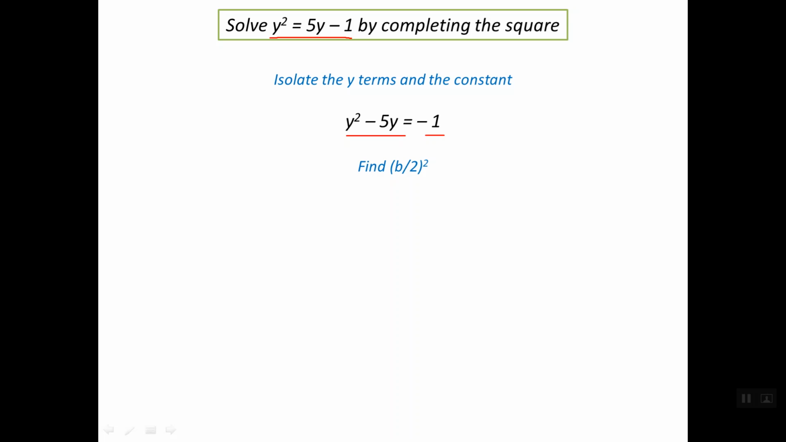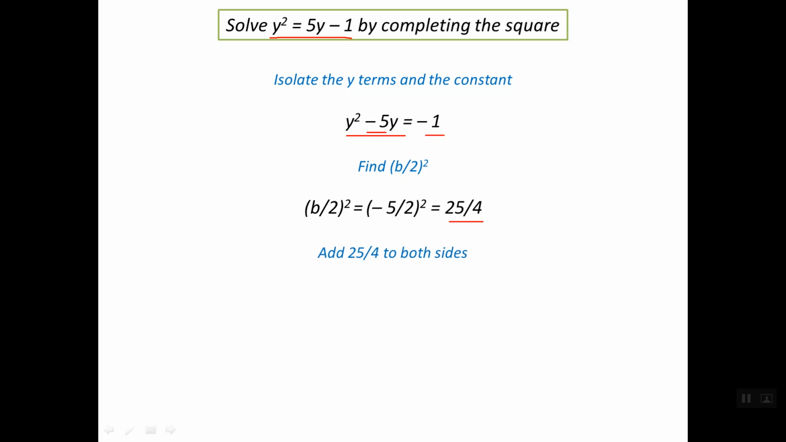Now we compute half b squared. So the value of b is minus 5. So b divided by 2 squared is minus 5 divided by 2, all squared. Minus 5 squared is 25, and 2 squared is 4. So the square of half b is 25 over 4.